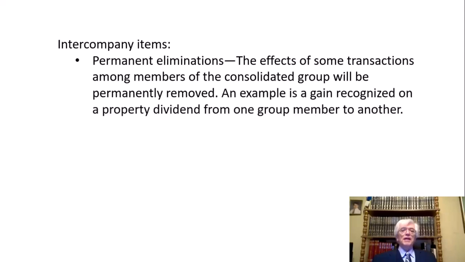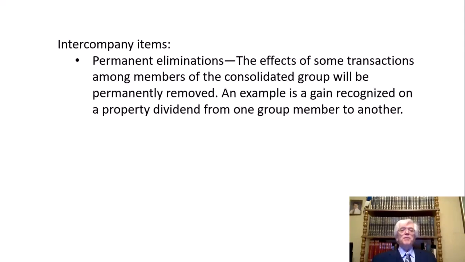For example, gain recognized on a property dividend. We'll talk about dividends in just a minute, but a gain recognized on a property dividend is recognized by the payer of the dividend. If you use property and the fair market value of that property is greater than the basis of the property, the dividend payer must recognize a gain. That's a rule that we've seen in standalone corporations.